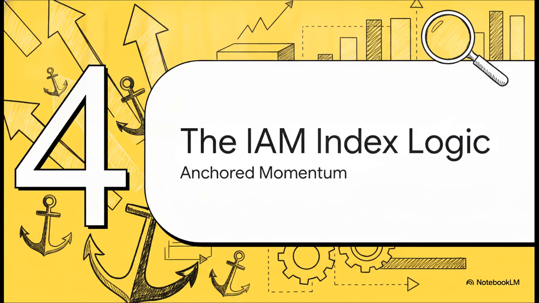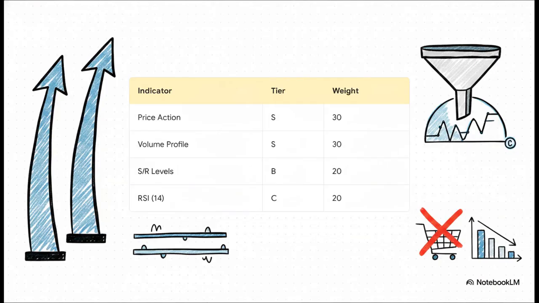Moving right along to Section 4, the IAM index logic. Institutional anchored momentum. Let's look at the first of a couple of proprietary approaches. On this matrix, we weigh volume and price action heavily. Price action and volume profile are our tier S indicators, each carrying a base weight of 30. Support and resistance levels sit at tier B with a weight of 20, and RSI is down at tier C, also at 20. We strictly use RSI as a secondary exhaustion filter.